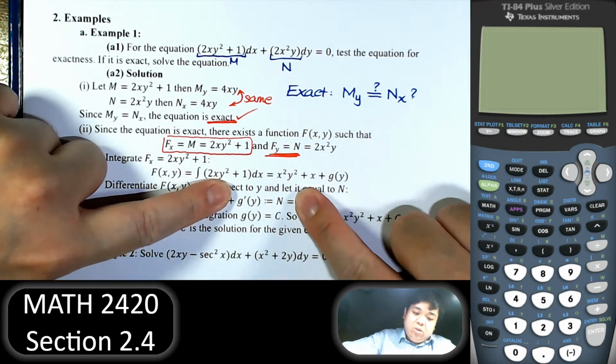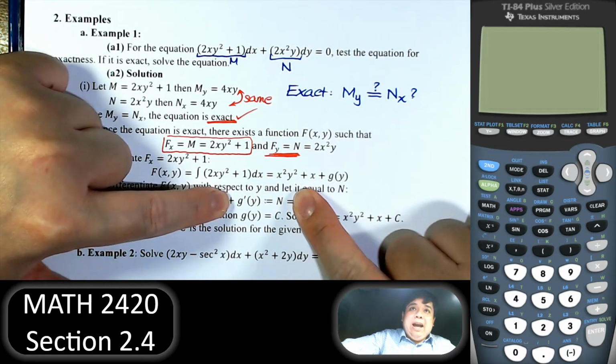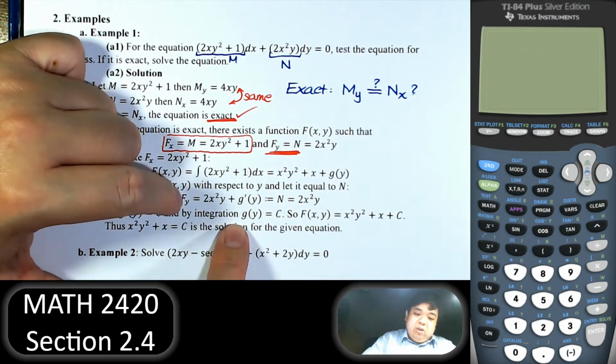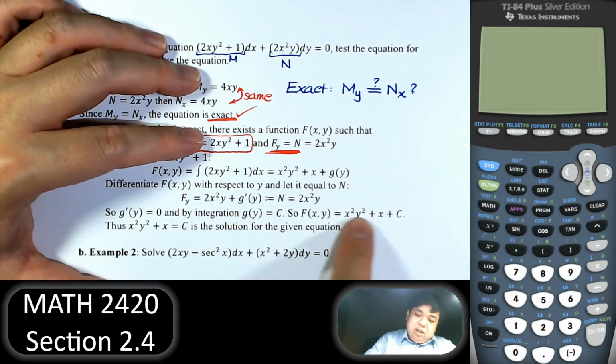2x squared y and 2x squared y cancel out. We have n. We have the derivative equal to 0. So integrating, g of y is a constant. Finally, we write the solution like this.